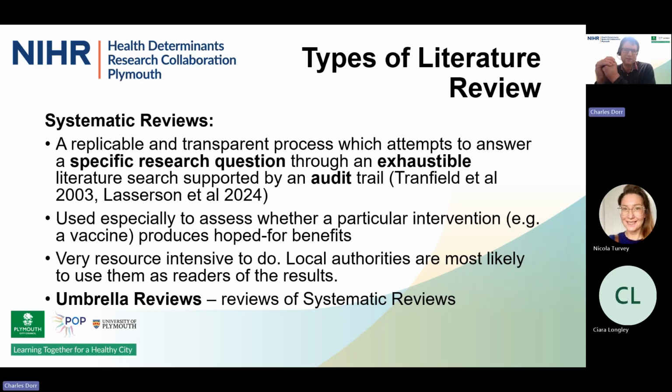They're very resource intensive to do, so in general, it's not something that local authorities are likely to use or commission themselves, but it's good to be aware of, because local authorities could well use the results of systematic reviews, particularly in certain areas like public health. Another definition that comes up is umbrella reviews, which are reviews of systematic reviews themselves. So you can have a review of research studies, and then you can have a review of reviews of research studies, and that's what an umbrella review is.